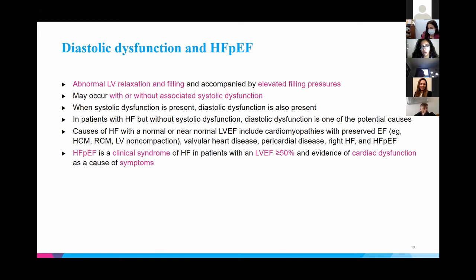And so we went over a bunch of cardiomyopathies. And so causes of heart failure with a normal EF can include the cardiomyopathies that we discussed, like hypertrophic cardiomyopathy, restrictive cardiomyopathy, LV non-compaction. Valvular heart disease can cause heart failure with preserved ejection fraction. Right heart failure can cause symptoms of heart failure with preserved ejection fraction. And then there's HFpEF, and we'll discuss exactly what that means. But that's a clinical syndrome of heart failure in patients with an ejection fraction greater than 50% and evidence of cardiac dysfunction as a cause of their symptoms.